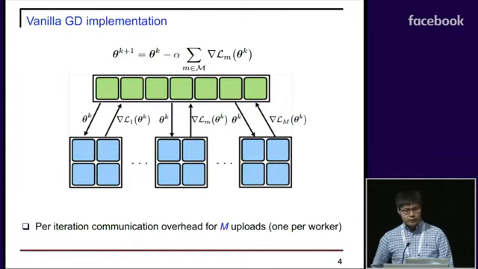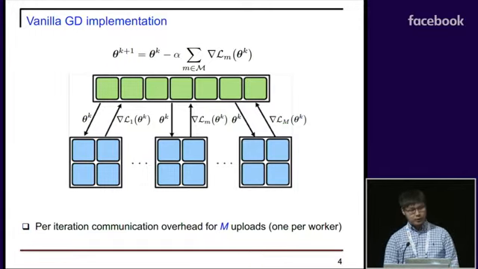So let's revisit how GD works in this case. At each iteration k, the server will broadcast the current parameter theta k to all workers. The worker will receive theta k, calculate the gradient, and upload the gradient to the server. When the server receives all gradients, it will perform a GD update. In this case, GD will require M uploads per iteration, which is costly.